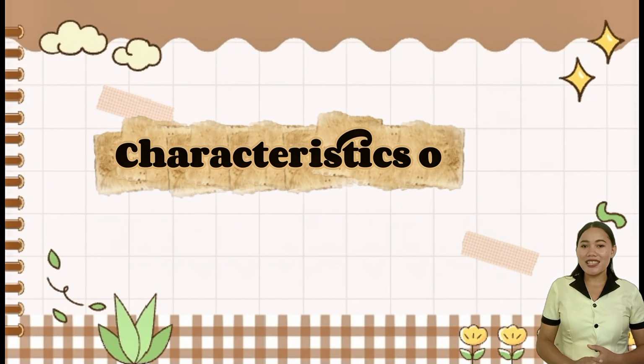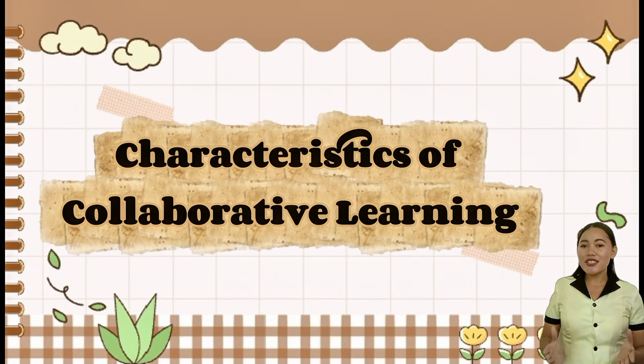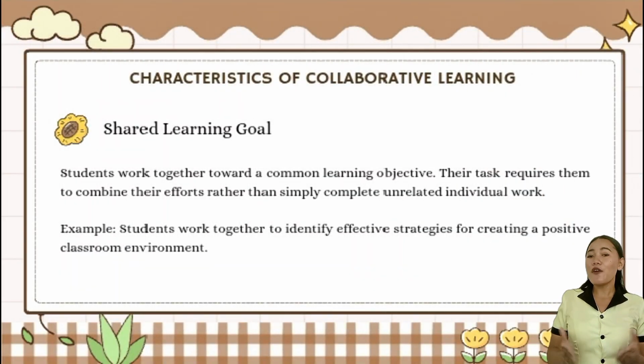Now that we understand the meaning of collaborative learning, let us look at the characteristics that make it different from ordinary group work. The first characteristic is a shared learning goal. This means that students work toward one common objective. Their individual efforts are connected to what the entire group is trying to accomplish. For example, students may work together to identify effective strategies for creating a positive classroom environment. They are not simply completing separate tasks, but they are combining their efforts to achieve one common outcome.